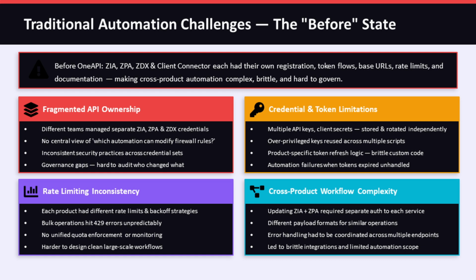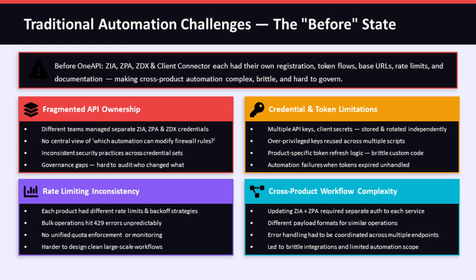First, fragmented API ownership. Different teams often managed separate credential sets for each product. This meant no one had a unified view of which automation scripts can modify firewall rules, or which API keys can create new app segments. Governance became nearly impossible, and security practices varied wildly across teams.